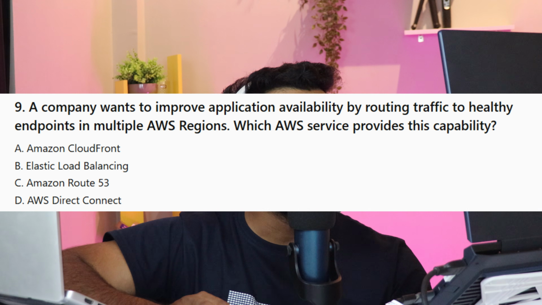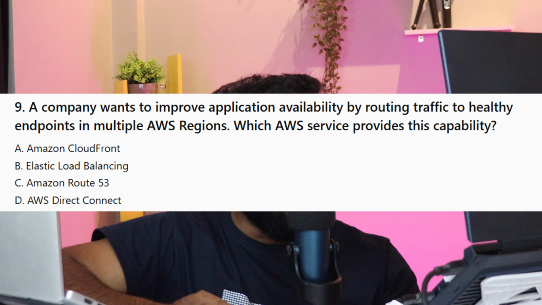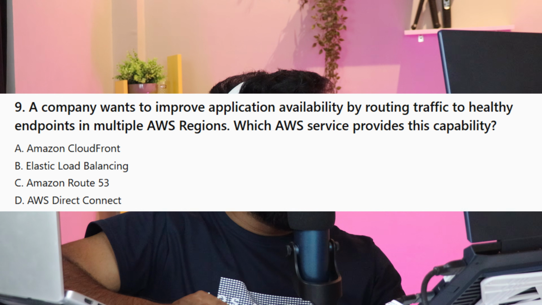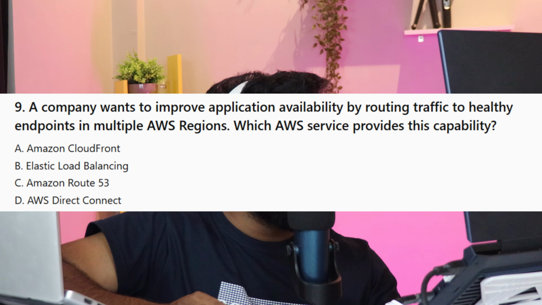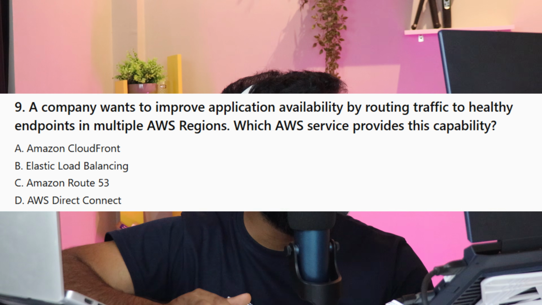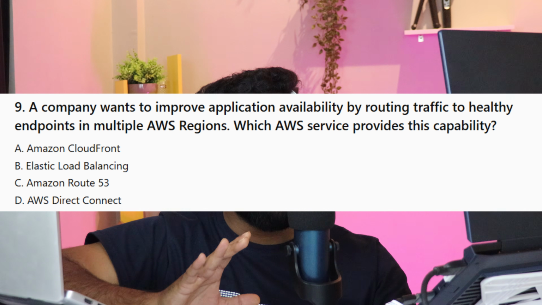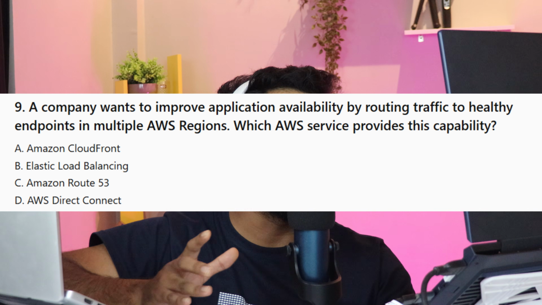Moving forward, we have question number nine. A company wants to improve application availability by routing traffic to healthy endpoints in multiple AWS regions. Which AWS service provides this capability? Amazon CloudFront, Elastic Load Balancing, Amazon Route 53, AWS Direct Connect. That is the hard one because these are all networking and routing services, so you have to think about what the answer should be.